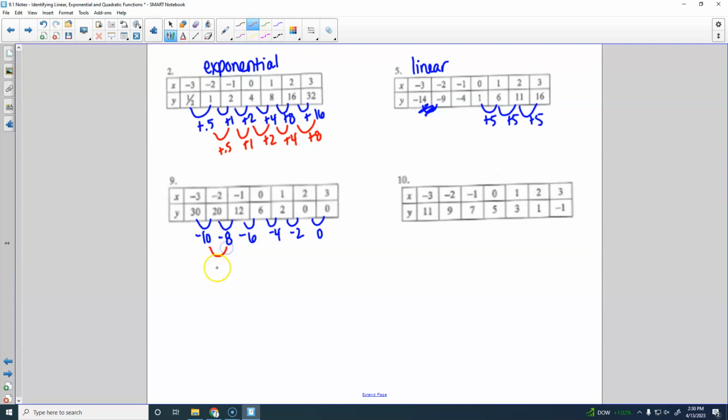You can always check that second difference. So this is going up 2, up 2, up 2, and that's constant. It's always the same number, right? So this is quadratic for sure. What do you guys think about number 10? Linear. You're going down by 2 each time, so that's going to be linear.